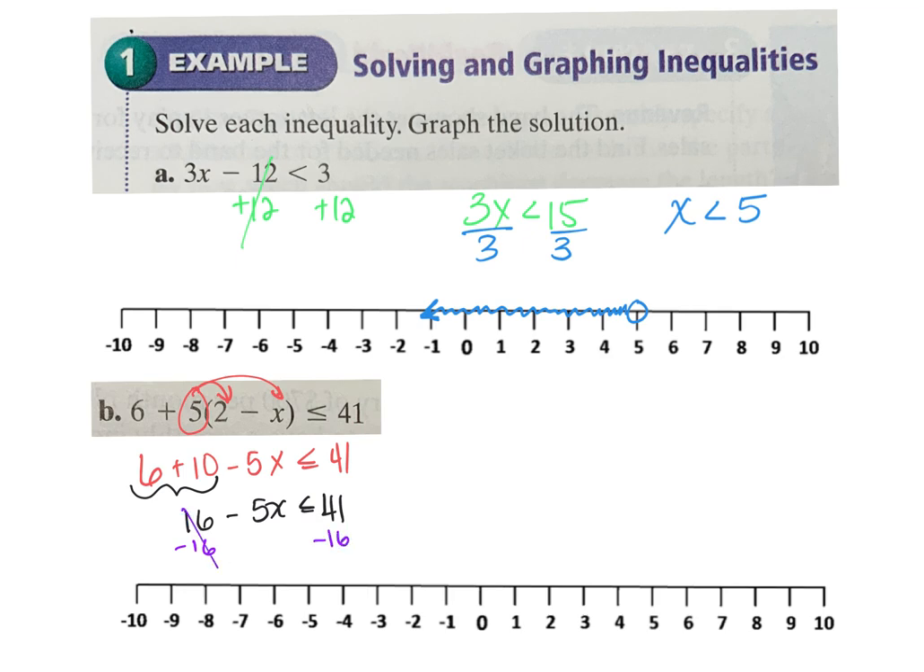Then on the left-hand side, we have our negative 5x. On the right-hand side, we have 25. Here we are dividing by negative 5. All right, because I divided by negative 5, I have to flip my inequality. And I get x is greater than or equal to negative 5. Because it's or equal to, closed circle right here. Shade everything bigger because it is greater than.